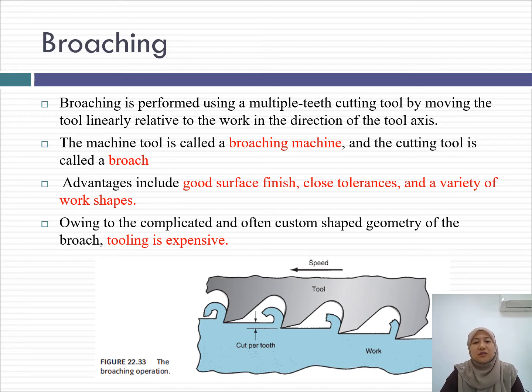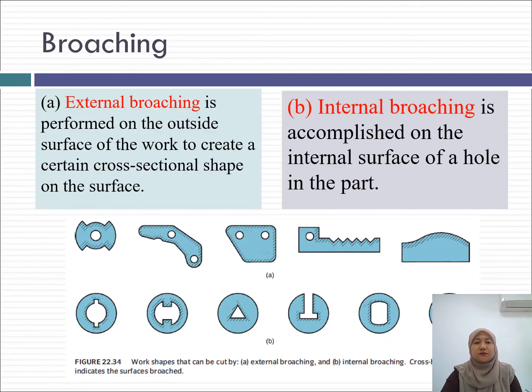Advantages include good surface finish, close tolerance and variety of work shapes. Owing to the complicated and often custom shaped geometry of the broach, tooling is expensive. It depends on the depth of cut and the profile of the surface to be cut. We need a different broach or broaching tool to perform the cutting of that particular geometry. Thereby the tooling is expensive.